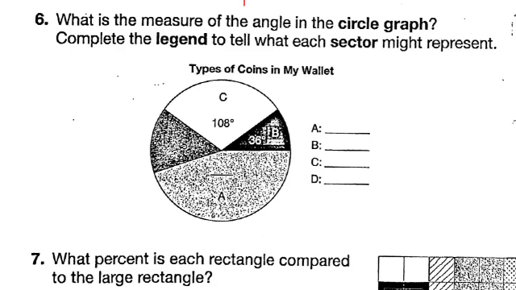Number 6. What is the measure of the angle in the circle graph? Complete the legend to tell what each sector might represent. So we know that this circle graph shows how parts make up the whole. And just a reminder that in this circle graph, this has to add up to 100% in percentages. I don't know how great your copy is, but this is 108. This is 36. We don't know what A is. We have to figure that out. And this is 54 degrees. So D here is 54 degrees. Actually, I'll put it in black.